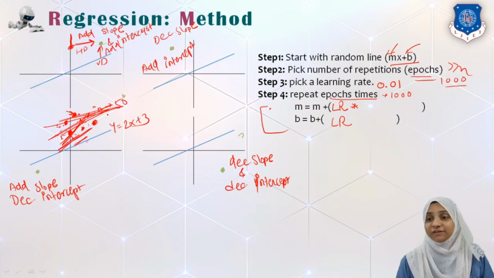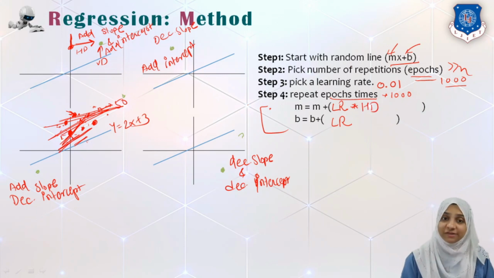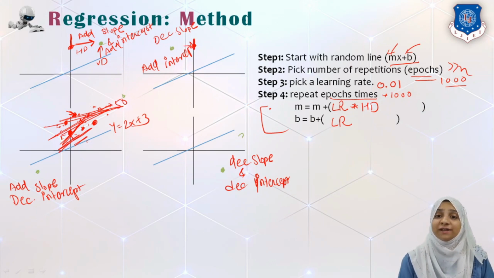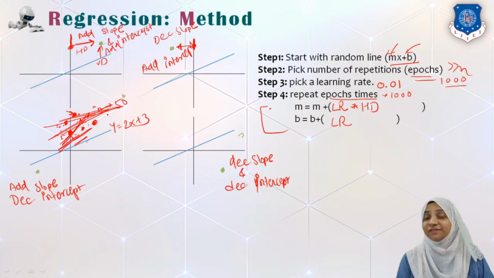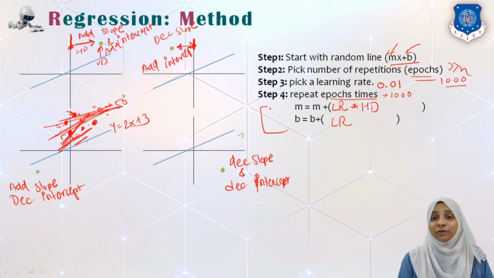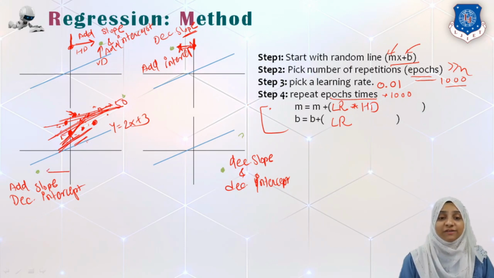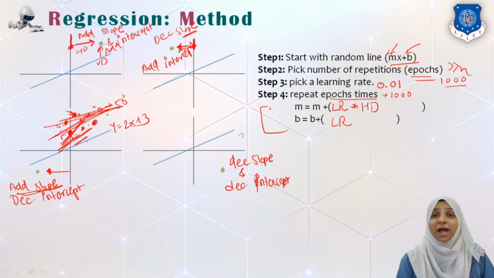Hence, I will say learning rate into horizontal distance, which can be positive or negative. Look at this case: again from our y-axis, if I measure the distance, it is going towards the left, which means the horizontal distance would be negative. Whenever this distance is negative, my slope will be decremented. Hence, I am multiplying my learning rate with the horizontal distance so that my slope will get adjusted. Now, this particular point is towards the left, hence I must decrement my slope. But as you can see, what we have written is that we have to add to our slope.